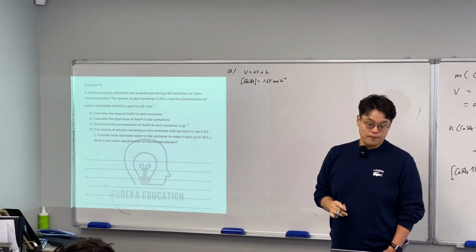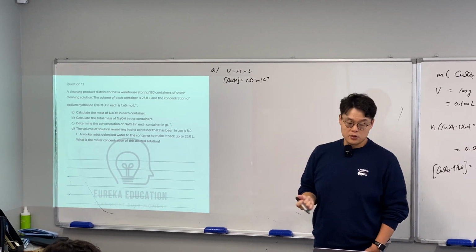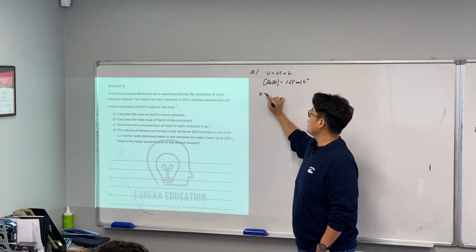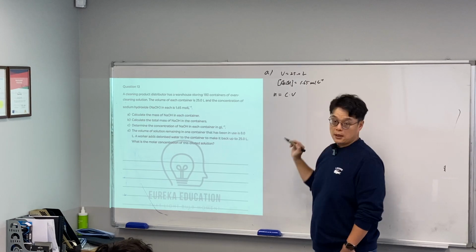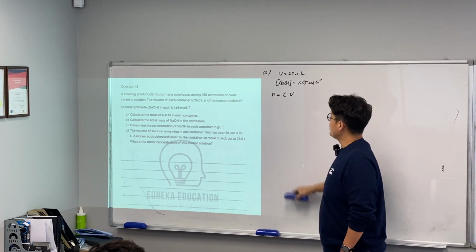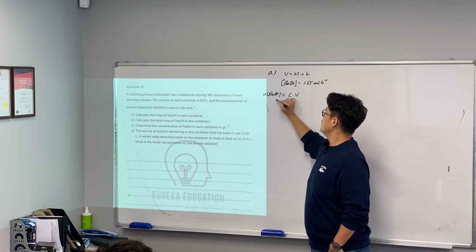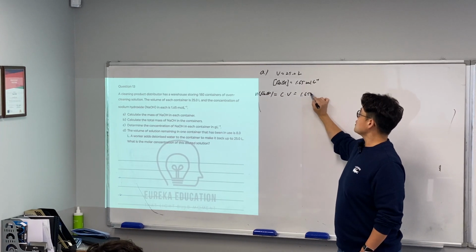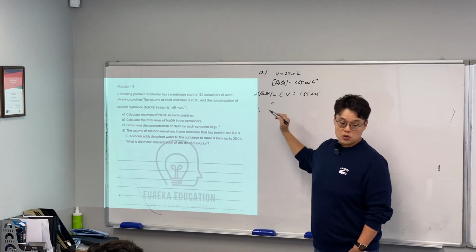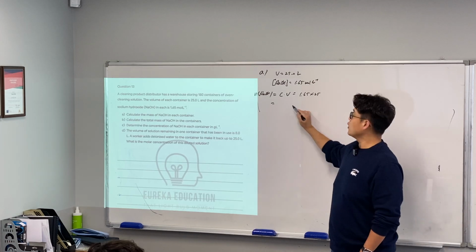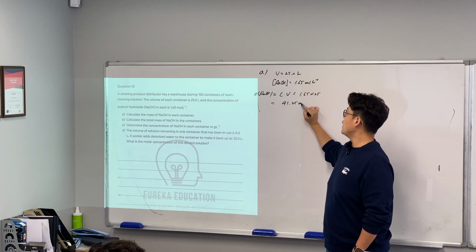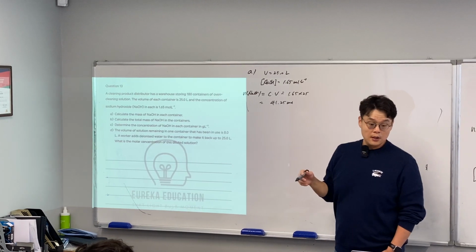What do we need to do? We can't find the mass directly from here, so we have to use the formula n equals CV. So n of the sodium hydroxide, just to specify that we are looking for this, is therefore 1.65 times 25 liters. This will give you 41.25 mole. Everyone good? Then what do we need to do?